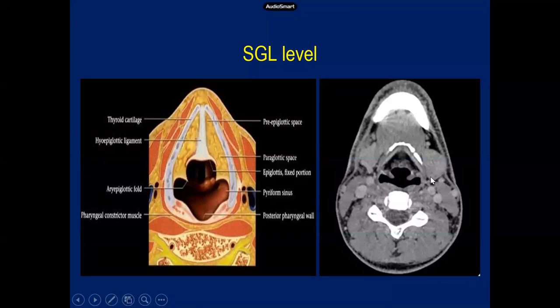What is this? Can anyone volunteer? Submandibular gland. Yeah, very good. Submandibular gland. The lower limit of the submandibular gland is at the level of either the caudal edge of the hyoid bone, or sometimes the caudal limit of the submandibular gland. So that is the submandibular gland.